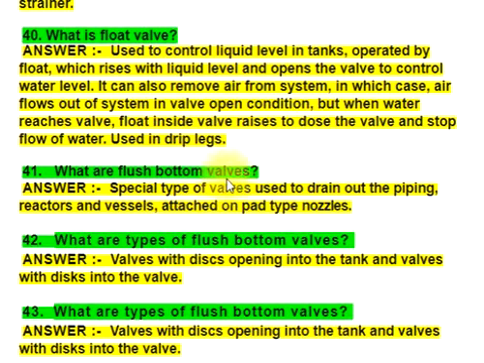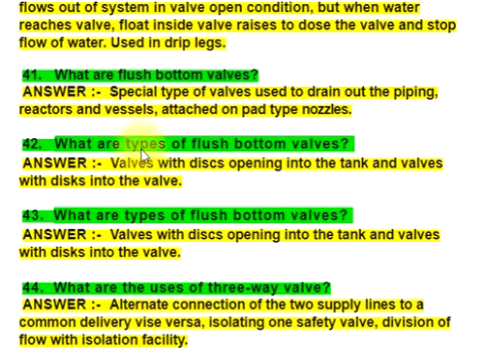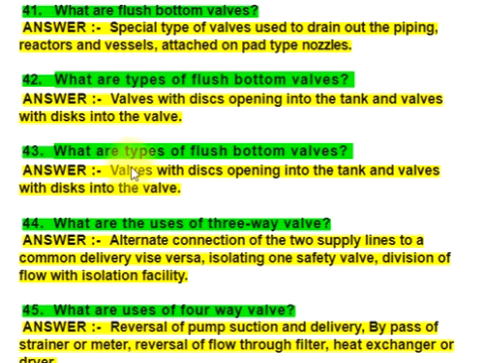41. What are flush bottom valves? Answer. Special type of valves used to drain out the piping, reactors and vessels, attached on pad-type nozzles. 42. What are types of flush bottom valves? Answer. Valves with discs opening into the tank and valves with discs into the valve.